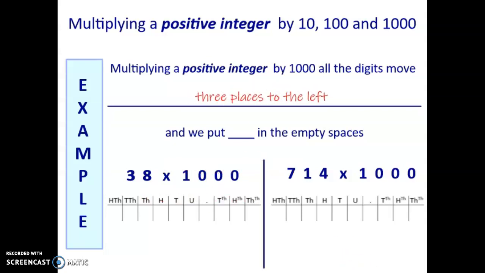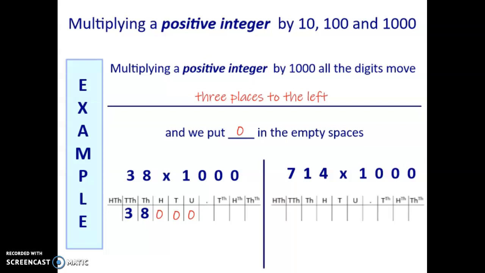And as I have with the other questions, I'm going to use a placeholder of 0 in the empty spaces. So my first question is 38 times 1,000. I'm going to put my 38 in the correct columns, and now I'm going to move them 3 places to the left. 1, 2, 3. And I'm going to put my placeholder zeros in all the empty spaces. That means that 38 times 1,000 is 38,000. That's a pretty big number.